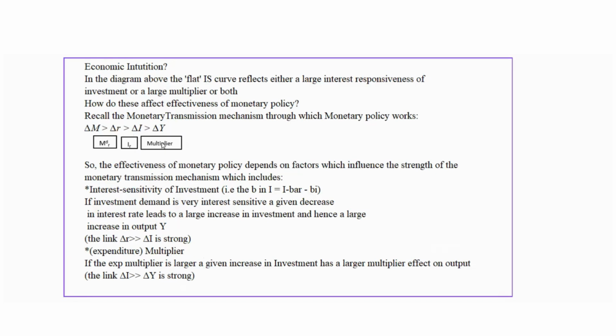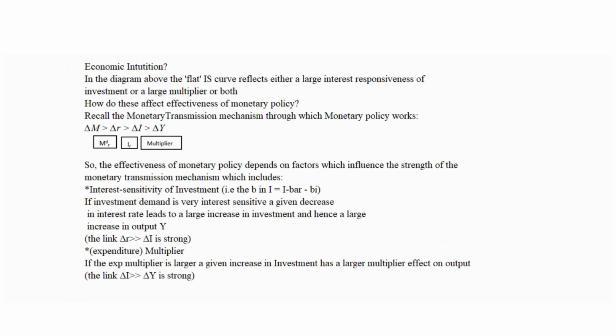What about the multiplier? The multiplier controls the link between change in investment and change in output. If the multiplier is larger, a given increase in investment has a larger multiplier effect on output. So a larger multiplier means the link between change in investment and change in output is larger. So like we've seen, interest sensitivity of investment influences the effectiveness of monetary policy because it controls the link between change in interest rate and change in investment. The multiplier influences the effectiveness of monetary policy because it controls the link between change in investment and change in output.